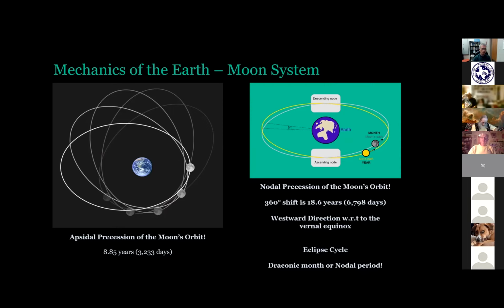It moves westward across the sky while the moon itself orbits around the Earth and the moon's orbit is wobbling eastward, counterclockwise, in the opposite direction. So we get this 360-degree shift every 6,798 days. That's 18.6 years. That falls into the cycle, what we call the draconic month or the nodal period, where we get our eclipse cycle, our cycles of lunar and solar eclipses.